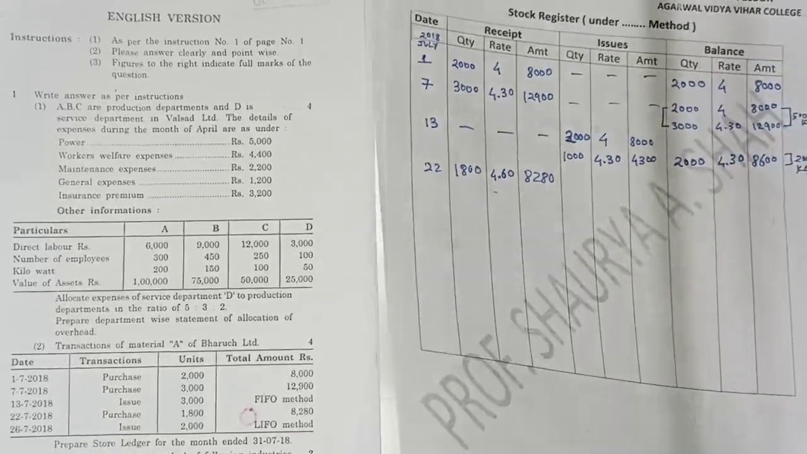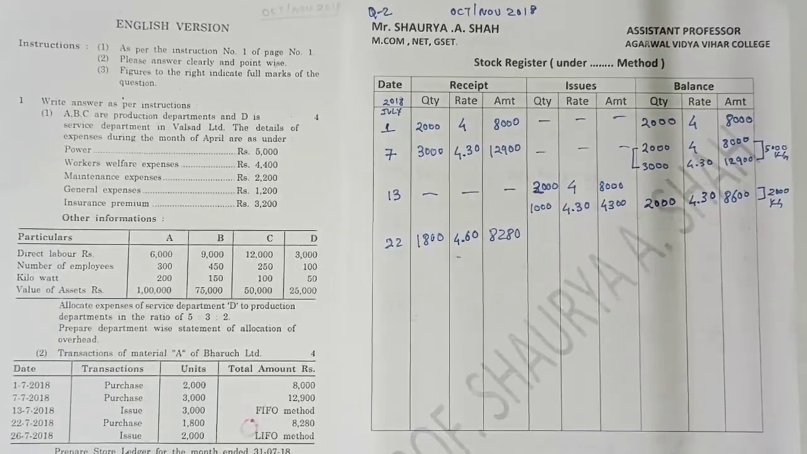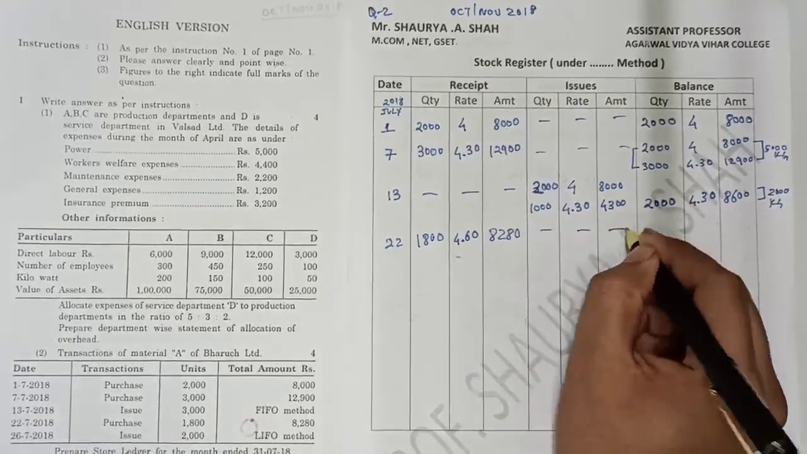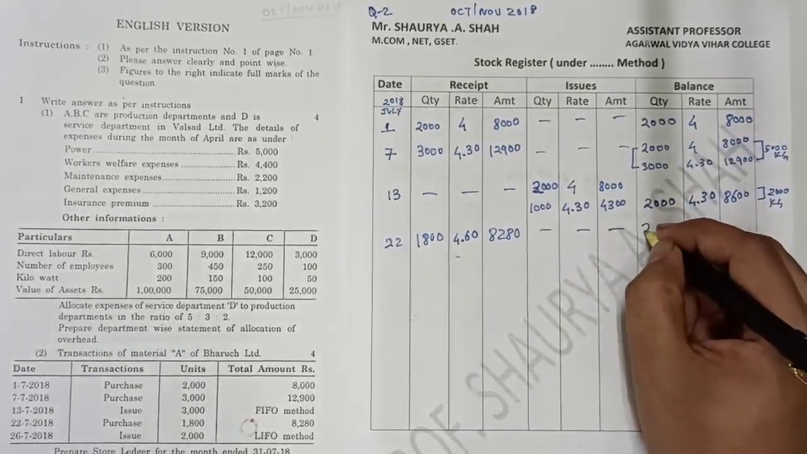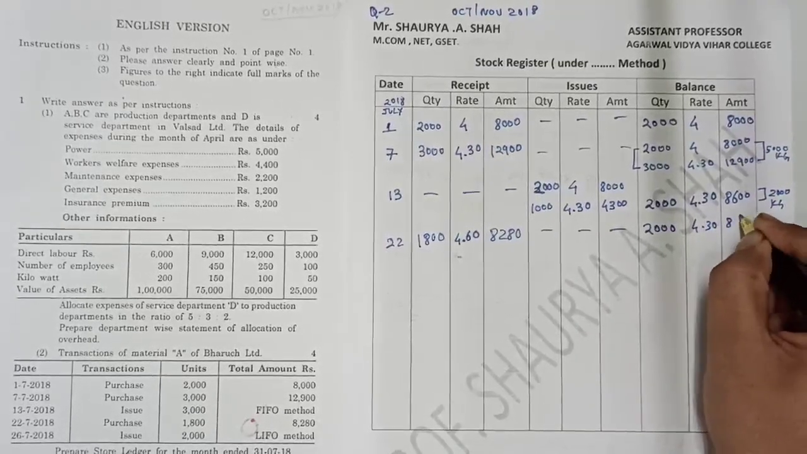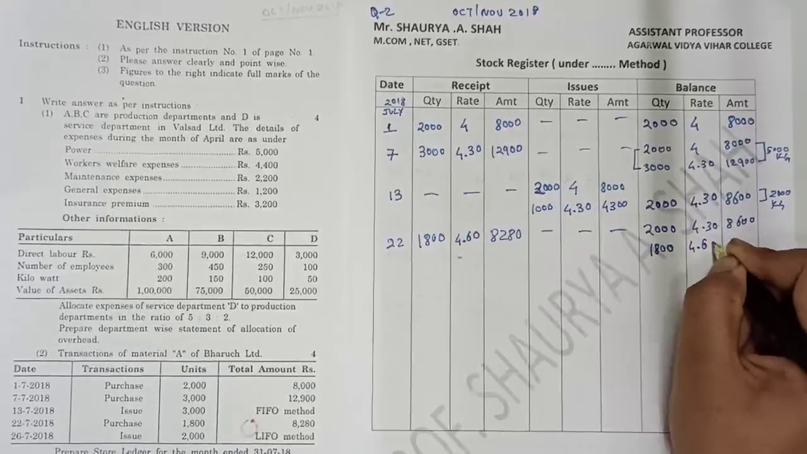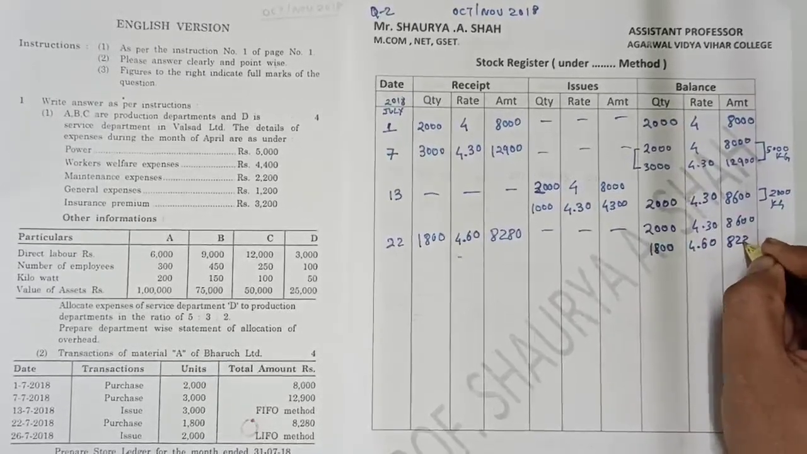So according to your 4 marks, you need to solve the sum very quickly. It should hardly take 5 minutes to you with the format to solve the sum, right? So 1800 into 4.60, 8280, issue is dash. Now you are having two kinds of material once again in the closing stock. 2000 into 4.30 is 8600. 1800 into 4.60 gives me 8280, right?